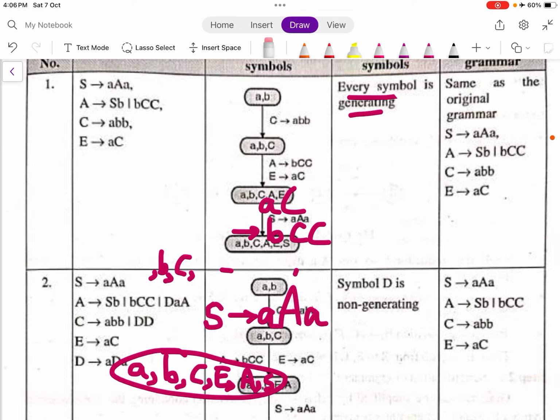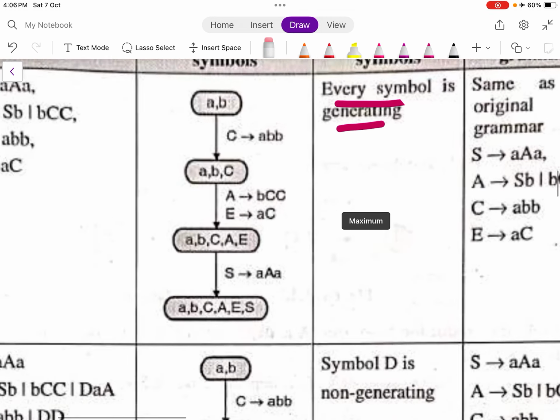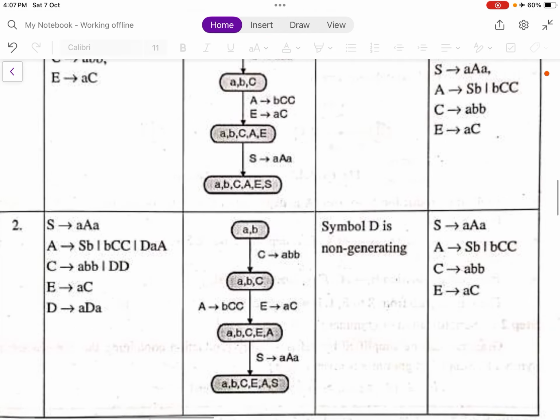Start with A, B. C gives ABB, so C is also generating. Then A gives BCC and E gives AC, so A and E are also generating. From S you get A, so S is also generating. Every symbol is generating, so the simplified grammar is the same as the original grammar.